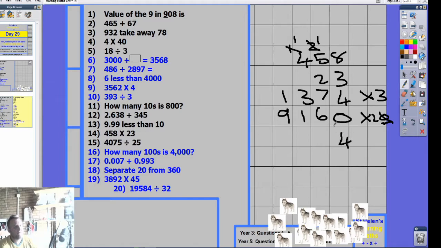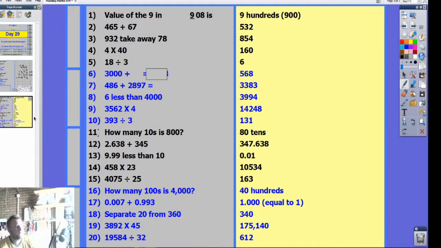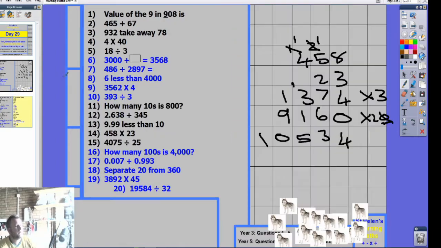Add the numbers together. 4, 13, 5, 10. 10534. Let me just check. Yeah, that's right. That's the important bit.